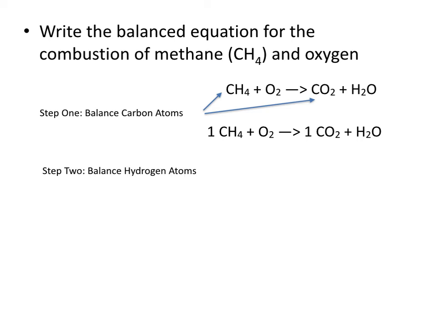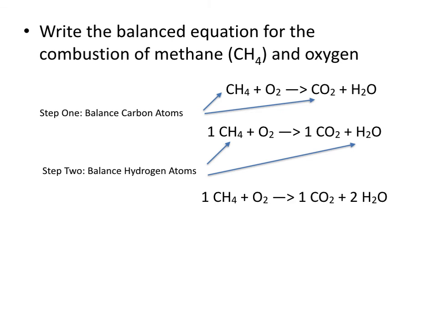The second step, in terms of efficiency, is to balance the hydrogen atoms. On the left-hand side of the equation, we see that there are 4 hydrogen atoms associated with the methane molecule. On the right-hand side of the equation, there are only 2 hydrogen atoms associated with the water molecule, so we have to add 2 moles of water. The oxidation or combustion of methane results in the production of 2 moles of water. So for every 1 mole of methane that we burn, we get 2 moles of water. We're not quite done yet.